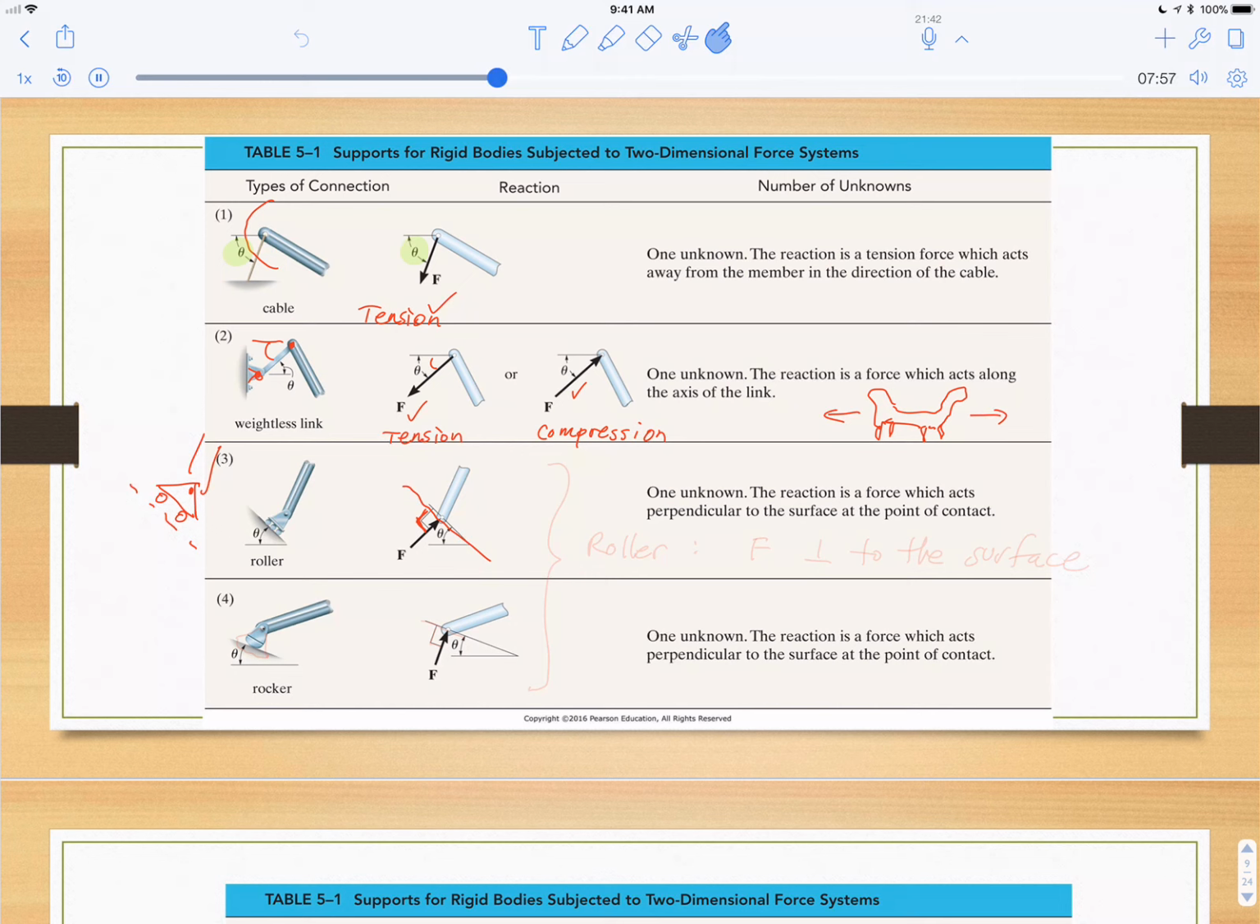This rocker, I guess you see these. It's the same thing. It's a roller. Hey, it rolls. It only has a force perpendicular to the surface. These two are very important. I always will call them roller. And what they mean is the force is perpendicular to the surface. Again, this is really important to know. This is everywhere in statics.